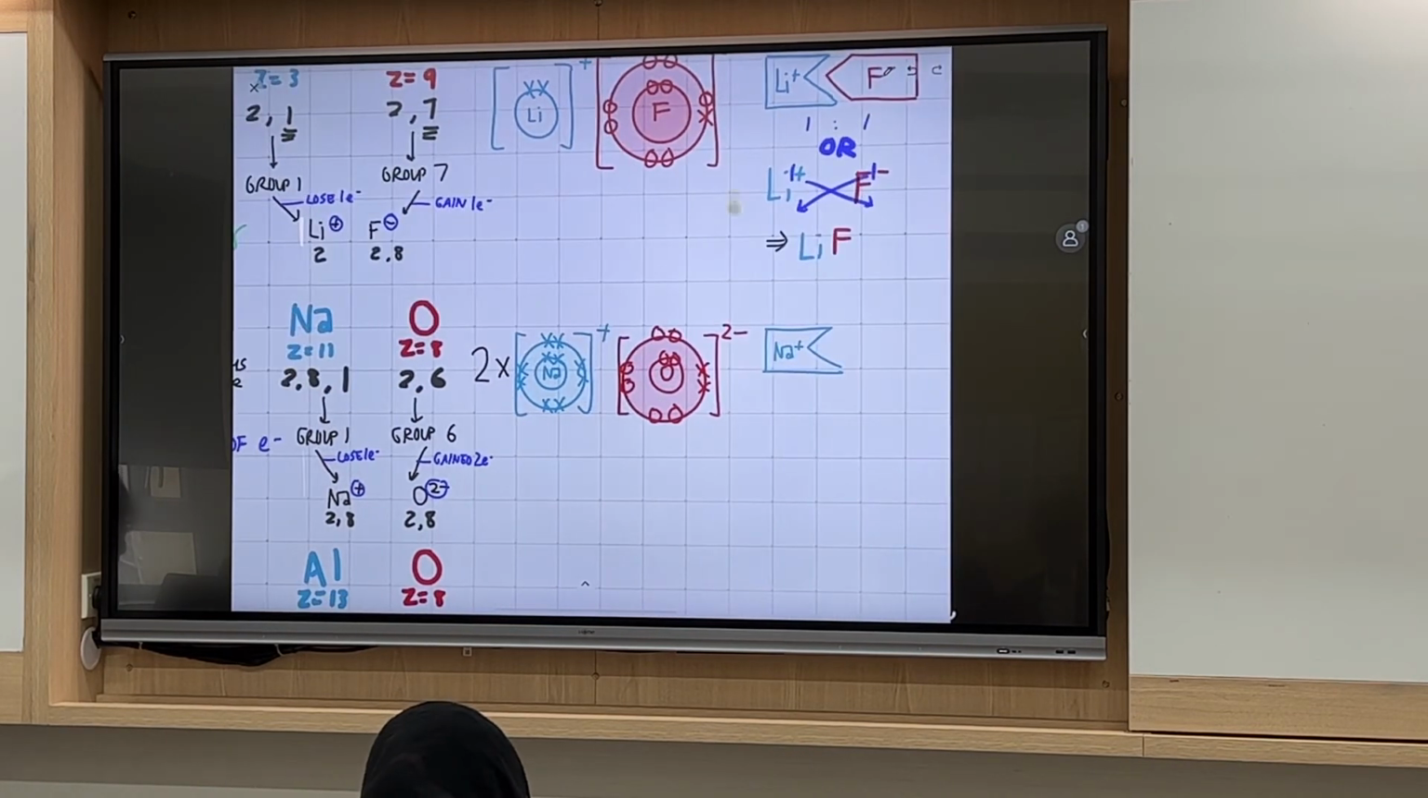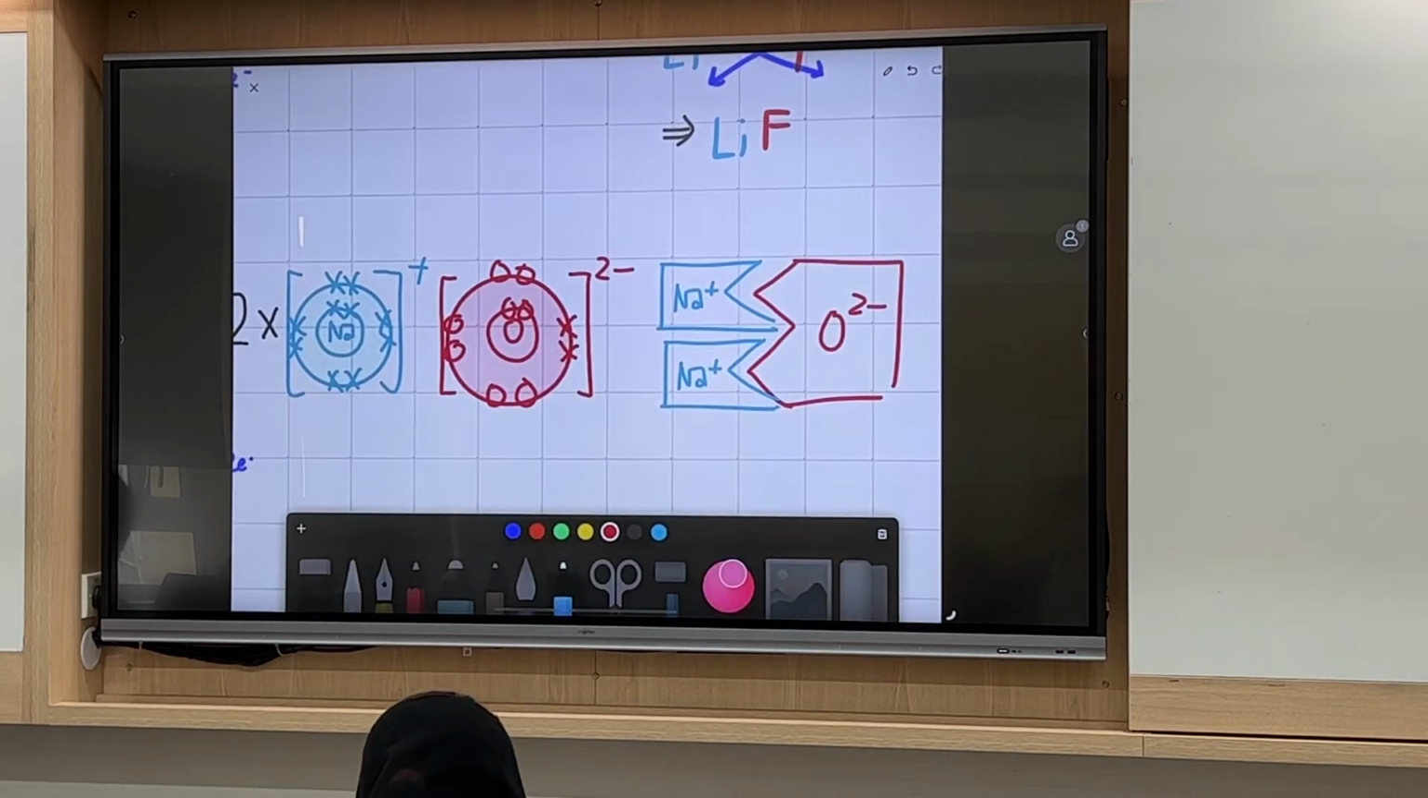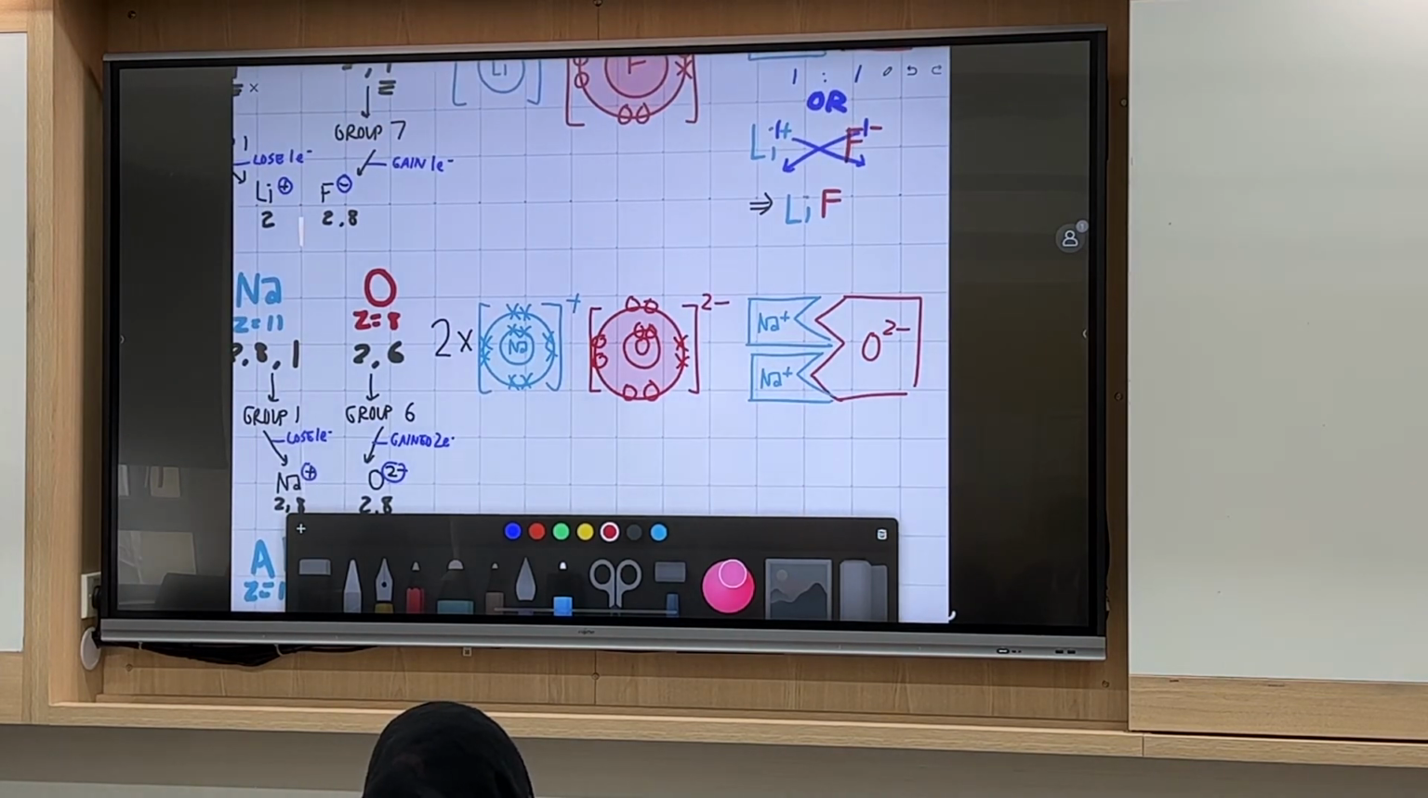What about O2-? O2- means it has gained 2 extra electrons, right? So it will be a puzzle piece with 2 protrusions. So would 1 Na+ be enough to finish this puzzle piece? No. How many do we need? We need 2. So this is why, for the visual method, you can see that one single Na+ piece is not enough. It doesn't complete the puzzle. You need 2 Na+ pieces. This is why the ratio is 2 to 1.